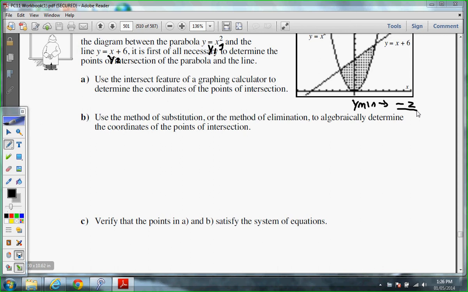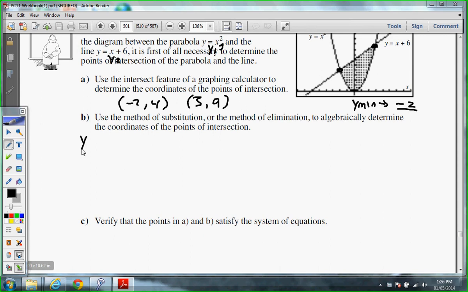Okay, when you use the intersect feature, when you get done with that, you're going to get these, and they're going to come out as -2, 4, and 3, 9. Okay, and what we're going to do now is show how you get that algebraically.